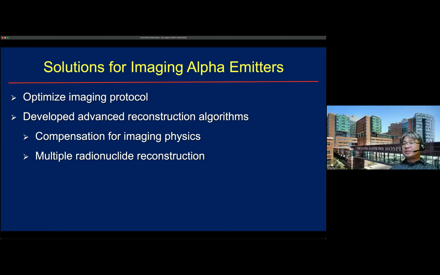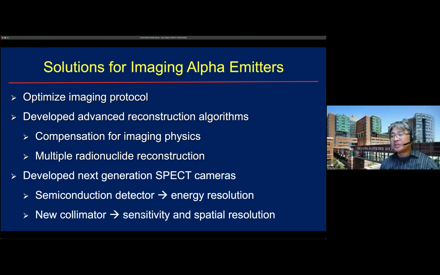And the other thing is, because what we get is what we see, and what we see is what we get, we are limited by the hardware. So the best solution is to design a next generation SPECT system, in which we can use a new detector such as a semiconductor detector to provide high energy resolution, so we can separate all the peaks from each other, and we can also use new collimators to increase sensitivity and spatial resolution. So next I'm going to show you some examples of the reconstruction algorithm and the new camera that we're working on. First, the quantitative SPECT reconstruction.